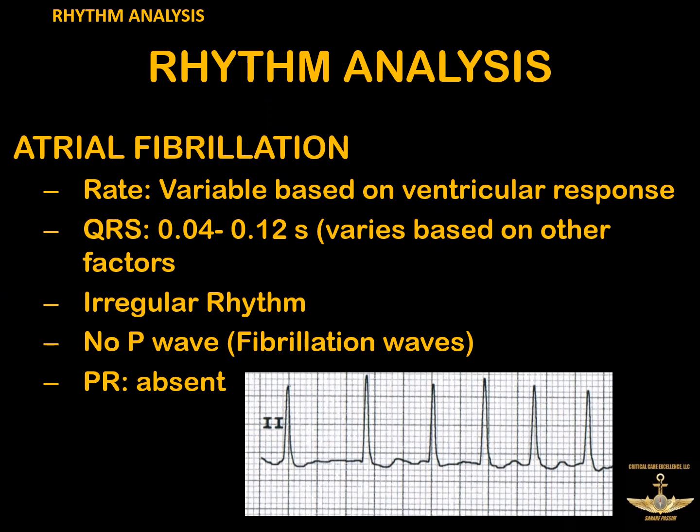Atrial fibrillation is exactly what it sounds like. It is the fibrillation, or the unorganized wiggling, of the atria so that they don't produce a good, crisp contraction. So looking at the rhythm itself, the rate is variable based on the ventricular response. How many QRS complexes you have, which determines your ventricular rate, is entirely based on how fast those atrial responses are conducting down to the ventricles.